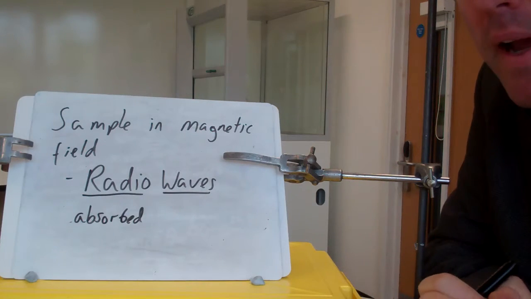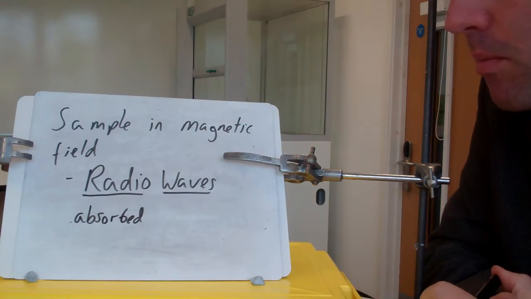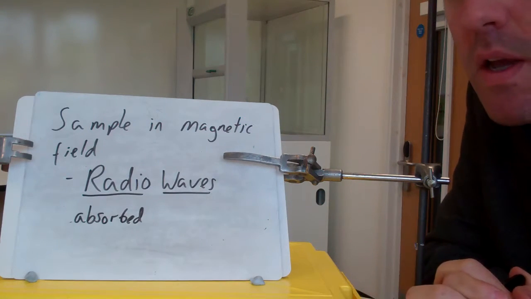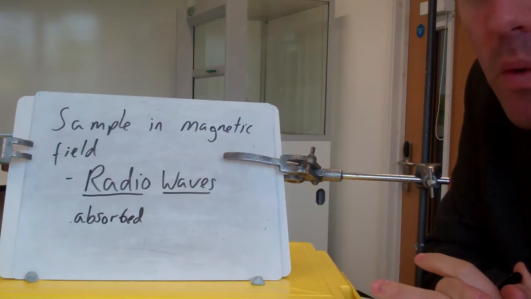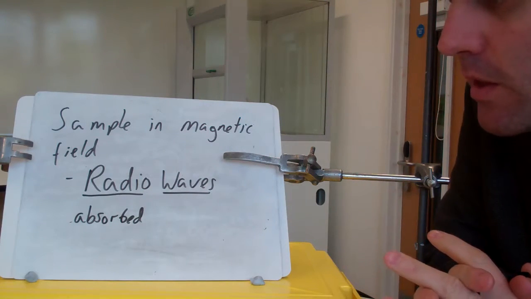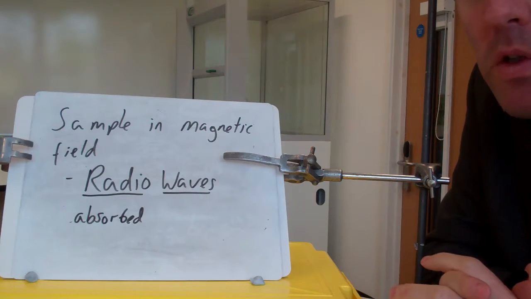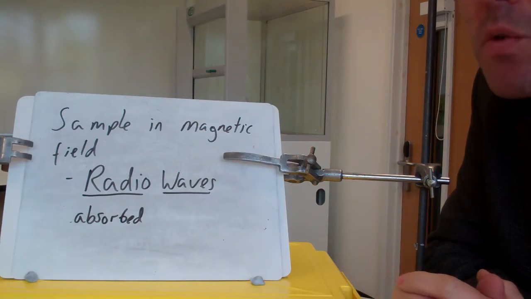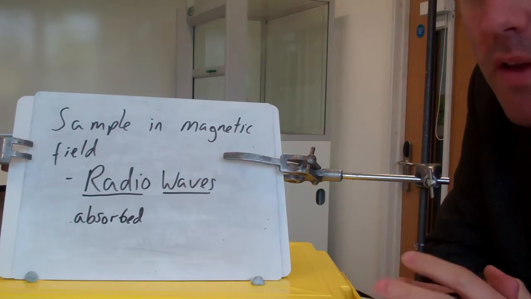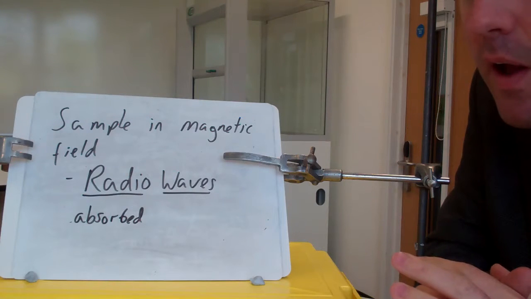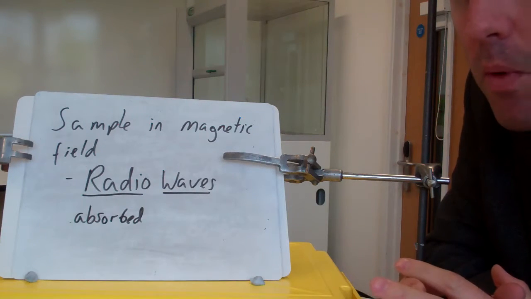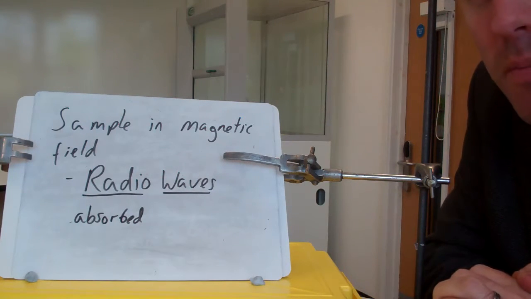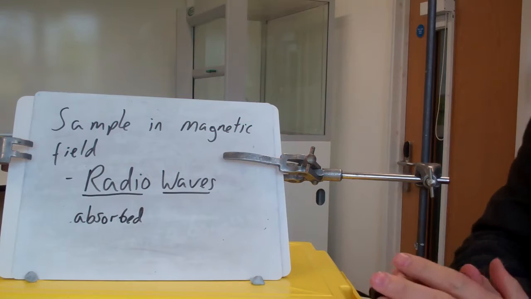So there's a big, huge electromagnet around your sample, and then it is bombarded with low frequency or low energy radio waves, and some of those radio waves will be absorbed by your sample as it realigns its nucleus to match what's going on with the magnetic field. So the energy that is absorbed by the sample is in the radio waves part of the electromagnetic spectrum. Okay, it's important you know that.